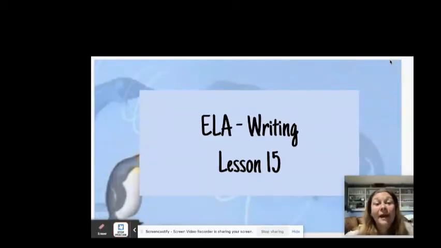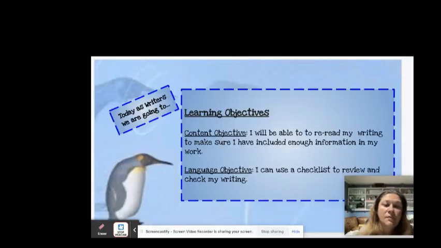Boys and girls, welcome back to our writing lesson number 15. Now remember, you're going to need some materials today, right? You need your writing notebook or journal, and you need a writing utensil such as a pencil. And today as writers, we're going to reread my writing to make sure that I have included enough information in my work.